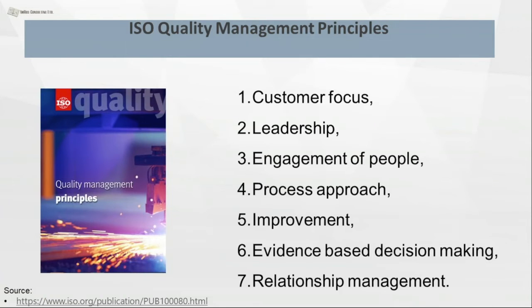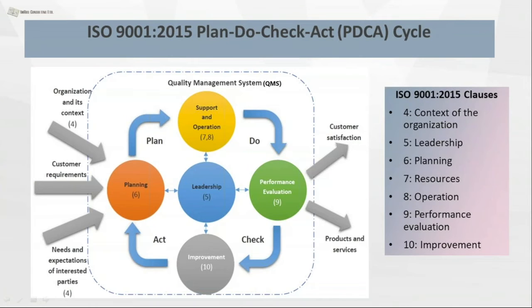Because they have influence over our company, we have to have a good relationship. We need to manage the relationship in a way that it's going to be helpful for our company to reach its goals and objectives. But these 7 principles are basically the foundation. In a way, it's a backbone of ISO standards.